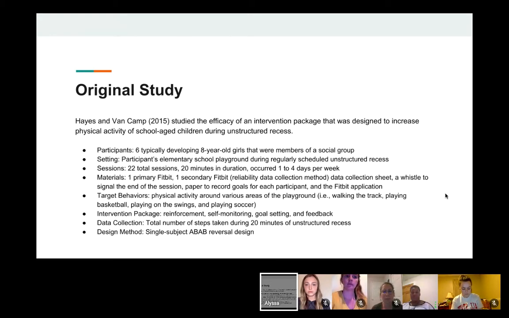They used the primary Fitbit and a paper to record the data. And the target behavior was physical activity. Oh, and a Fitbit application, I'm sorry. And then during the intervention phase, there was reinforcement, self-monitoring, goal setting, and feedback. And the data collection was the total number of steps during a 20-minute unstructured recess. And this was a single subject A-B reversal design.